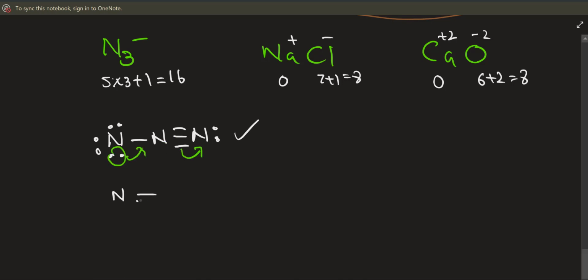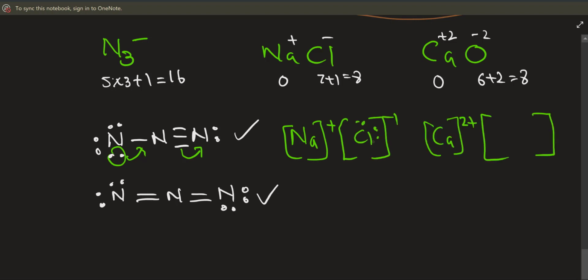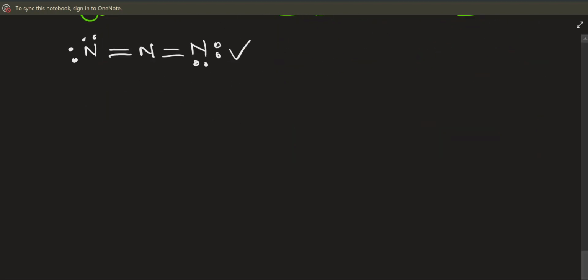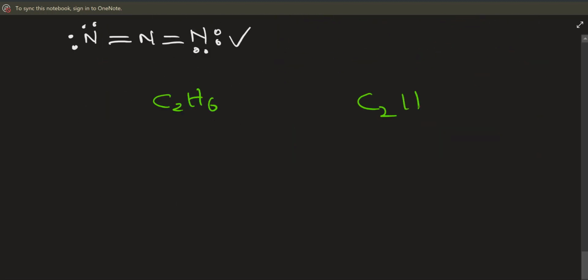But you may do this one. N double bond N double bond N, and then you try to fill the electrons where they fit. That would work though. They both are correct. Now sodium plus has no electrons and chloride minus has 8 electrons, and oxide 2-minus has 8 electrons, right?